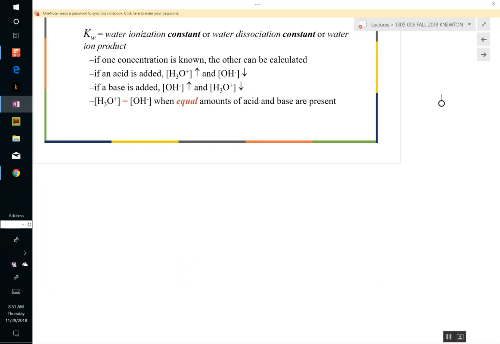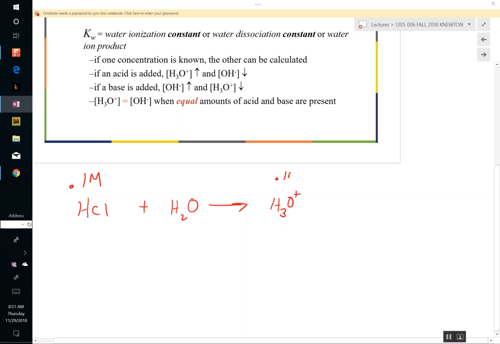So let's say we had 0.1 molar HCl. And we add that to pure water. And it produces 0.1 molar hydronium ion. And then I say, well, okay, that happened. What's the hydroxide ion concentration in this water?